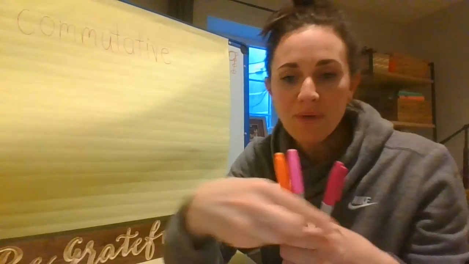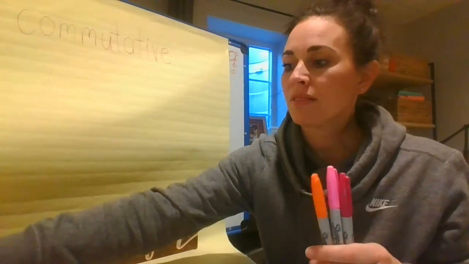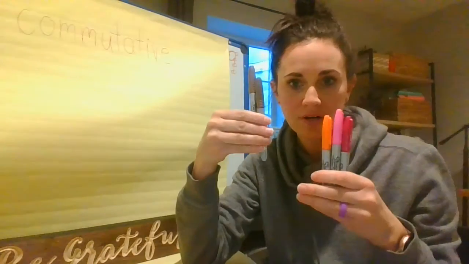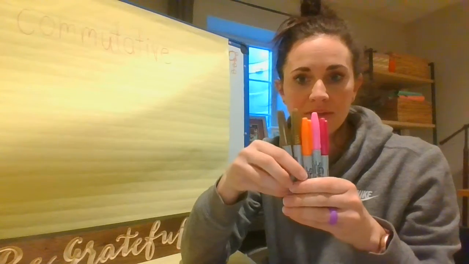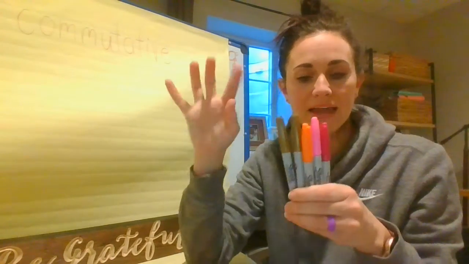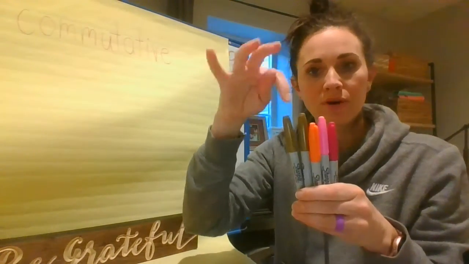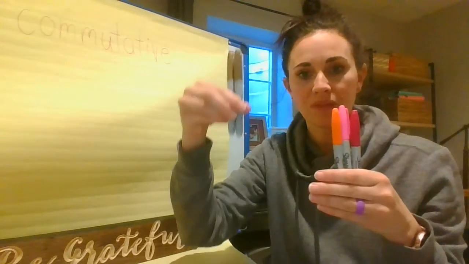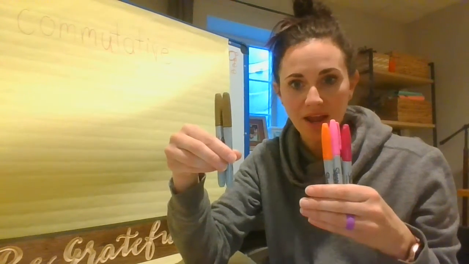If we add 3 plus 2 and we put them together, it equals 5. 1, 2, 3, 4, 5. And that was 3 plus 2. Now watch what happens.